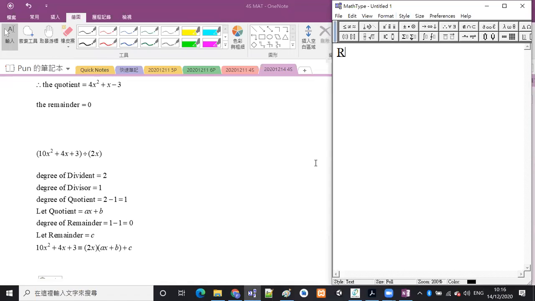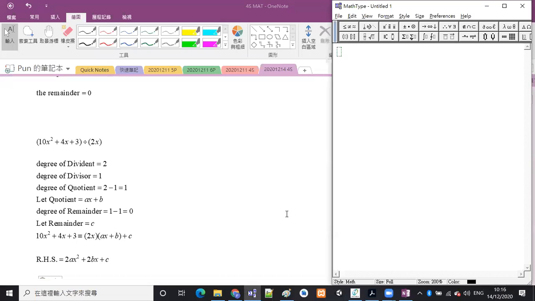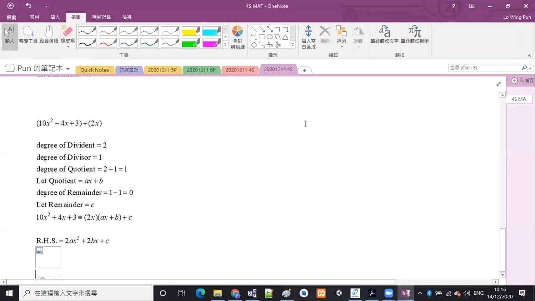And for the right hand side, we just expand the bracket. It's 2ax squared plus 2bx plus c. Okay, and then we just compare the coefficients of like terms. So we have 2ax squared is equal to 10x squared, right? For the x squared term, we have these two being compared. So we can calculate that a should be equal to 5.